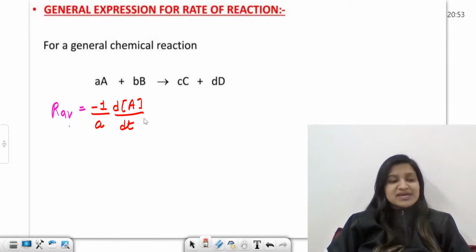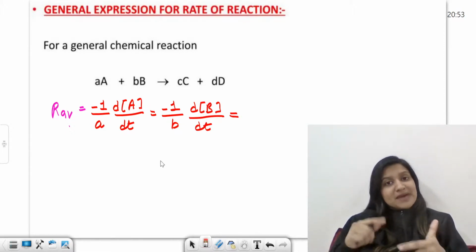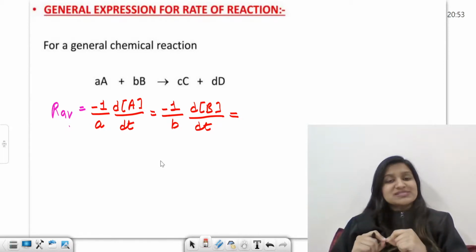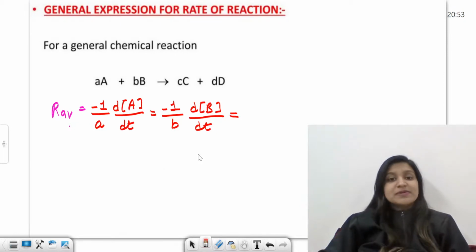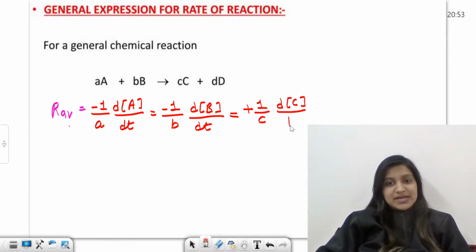So minus 1 by a dA by dt will be equal to minus 1 by b dB by dt, and this will be equal to, now it would be minus 1 over minus small c, or plus 1 over small c, dC by dt. What else can we write? We can write plus 1 by d, d by dt.